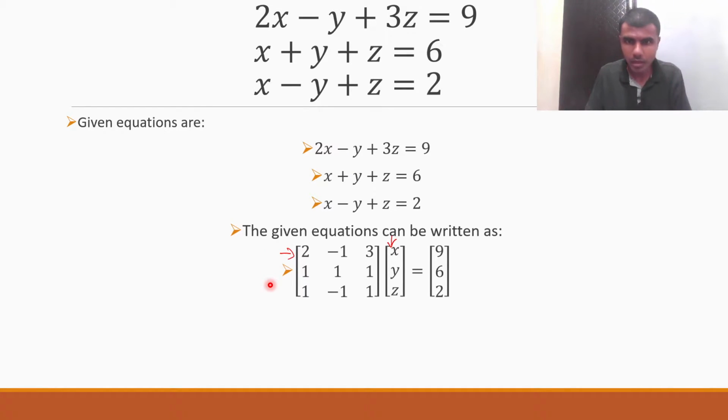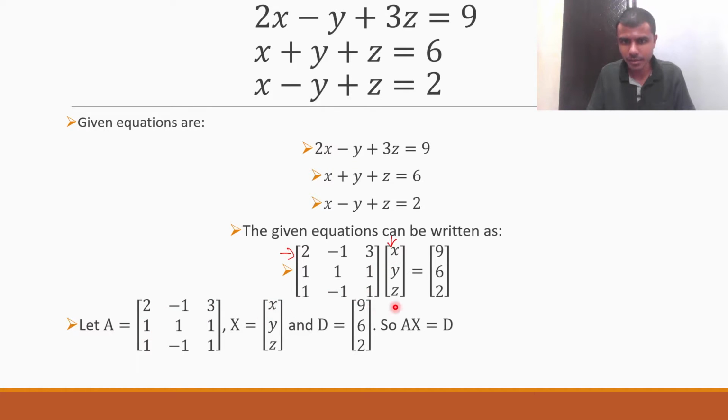Chalo. Now we take the first matrix as A, the center matrix as capital X, and the last matrix as D. If I take it like that, then A into X will be equal to D. A into X equal to D. This is my matrix equation.